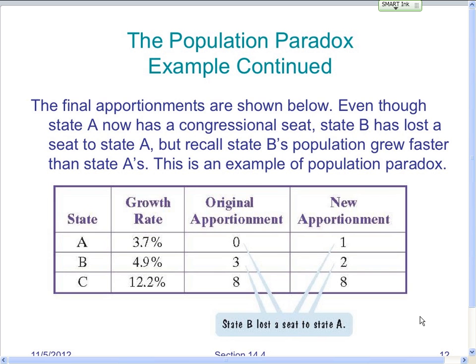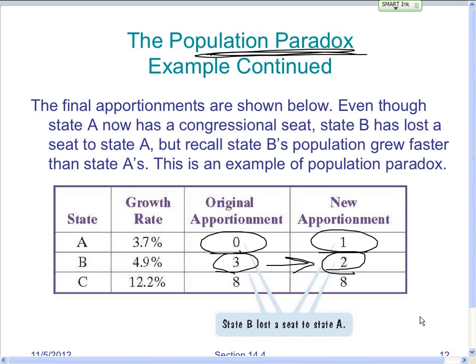Under the original apportionment, which I did not show you in the notes, State A originally had 0 seats in Congress, but now they have 1 seat in Congress. State B had 3, now they're down to 2. Notice this guy went down. That's always something to watch out for when we're talking about paradoxes. And C stayed the same.